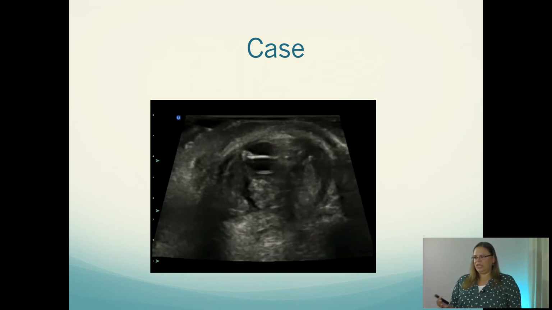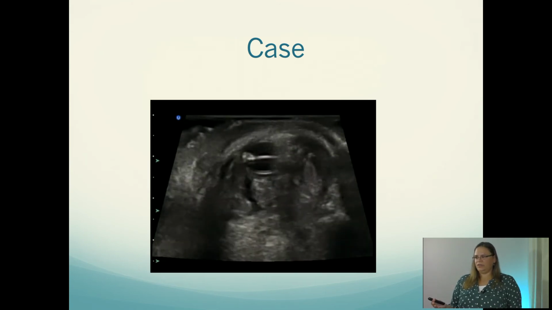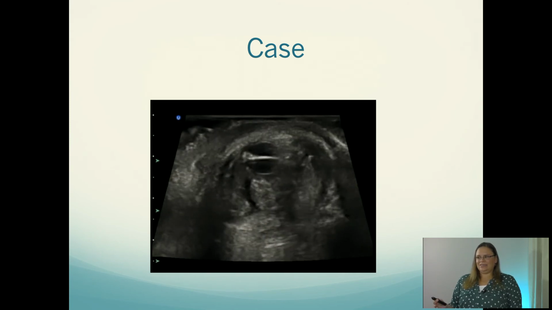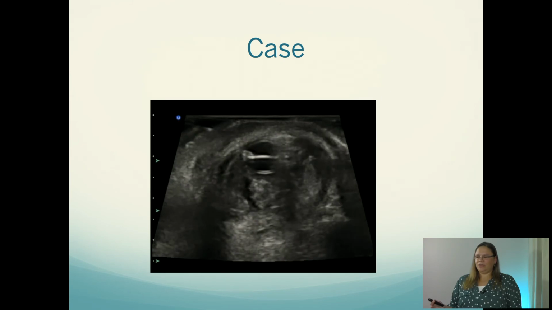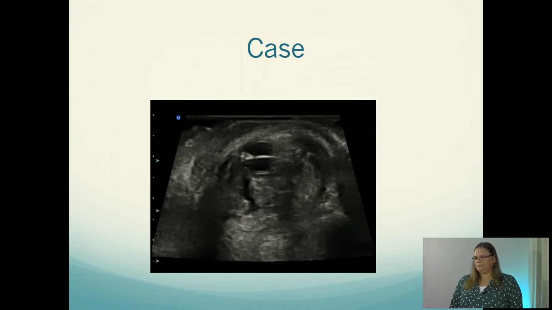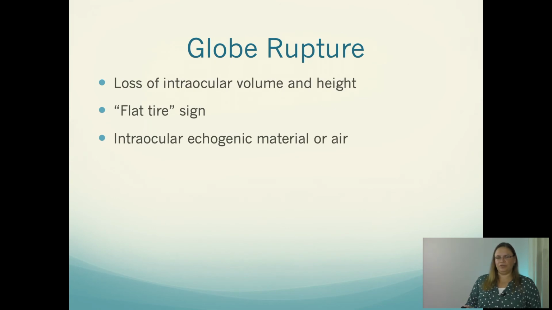So the shape is not perfectly circular. It looks a little bit irregular. The lens, I think, is visible, although I'm not sure it's in the right place. And then the vitreous chamber is filled with this hyperechoic substance. And this is an example of globe rupture. So with globe rupture, you will get a loss of intraocular volume and height, and that's what makes the shape less circular. We call that a flat tire sign. And you will see intraocular echogenic material or sometimes air.